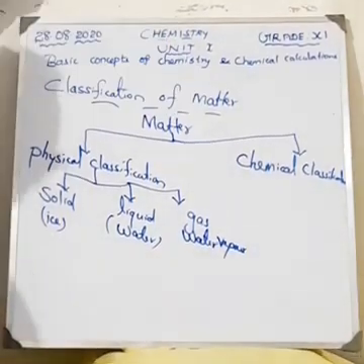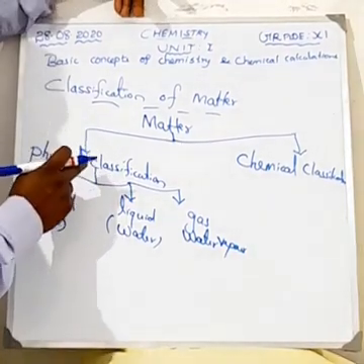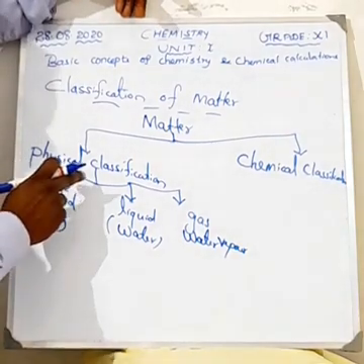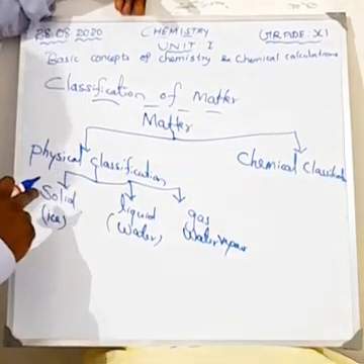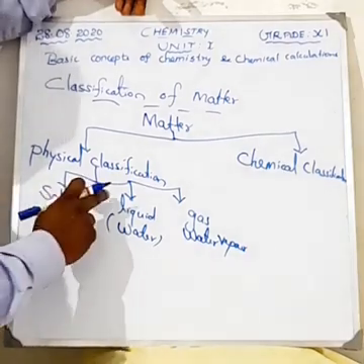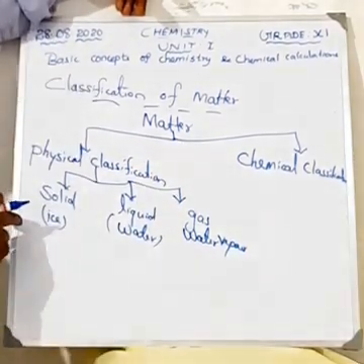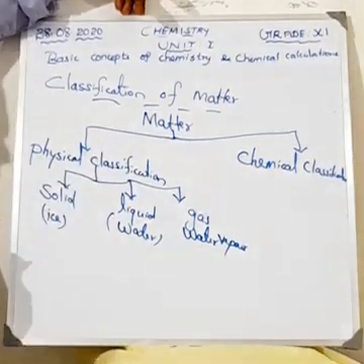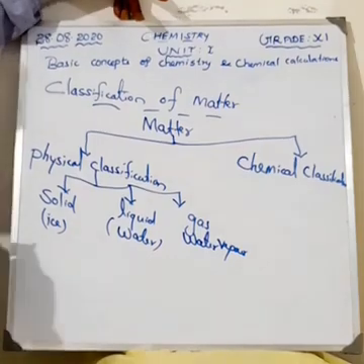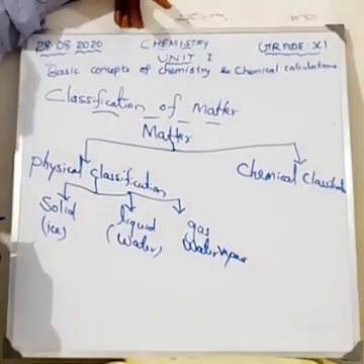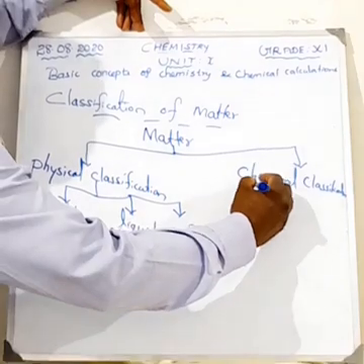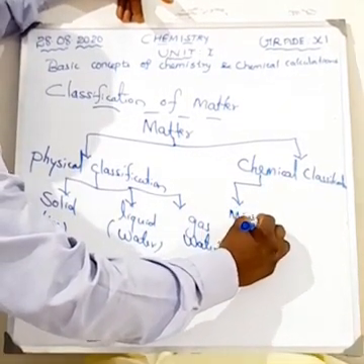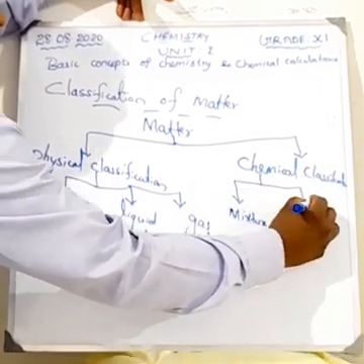So, matter can be classified into two types. One is physical classification, number two is chemical classification. The physical classification is again classified into three types: solid, liquid and gas. Solid example, ice; liquid, water; and gas, water vapor. Next, the chemical classification: first one is mixture and the second one is pure substance.